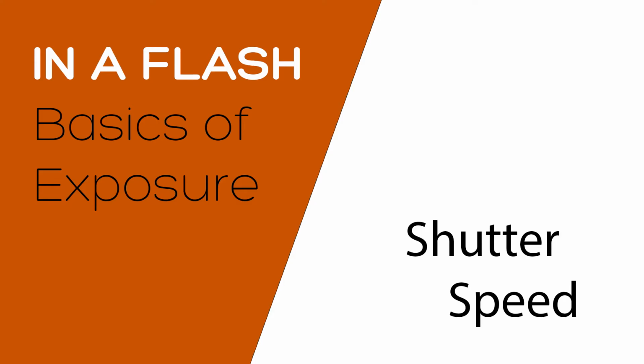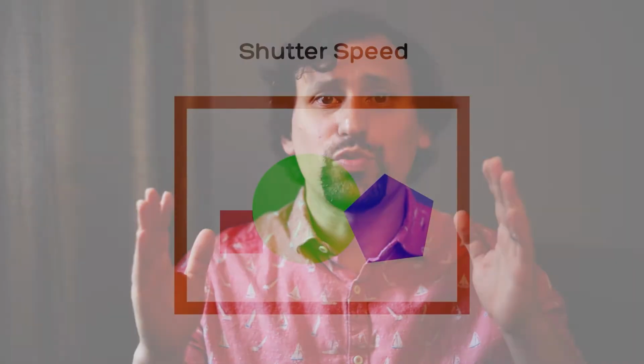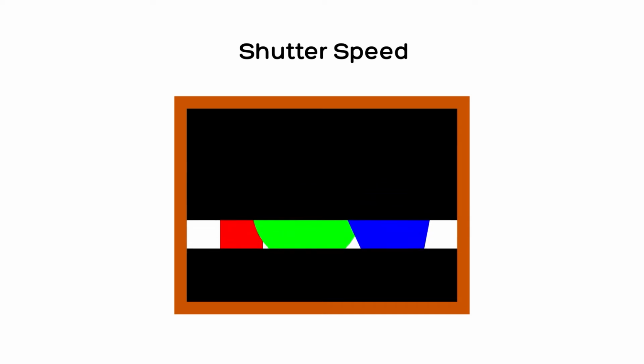Okay, let's talk about shutter speed now. Shutter speed is the amount of time that the camera sensor is exposed whenever you click the shutter. And because the sensor is only exposed for a small amount of time, it has to capture all of the information of the scene in that small period of time. So, as you increase the shutter speed, you are reducing the amount of light that is on your sensor.